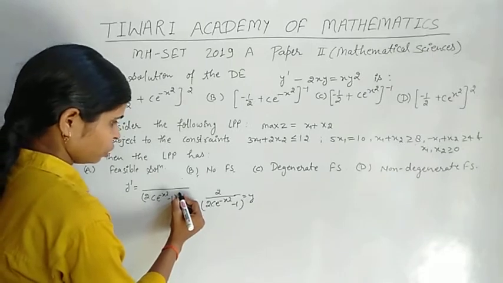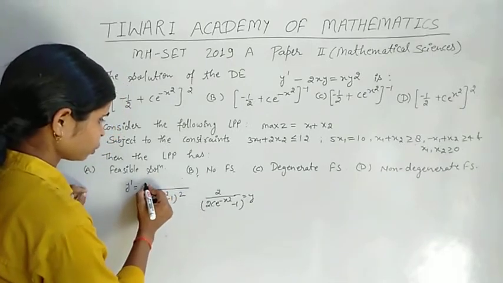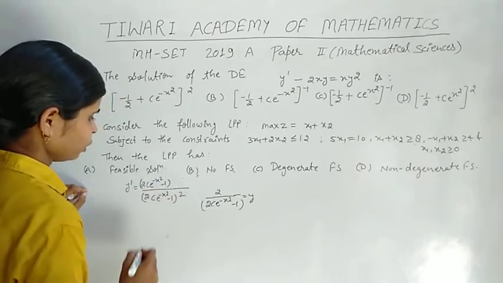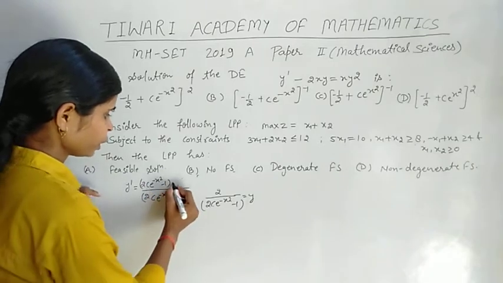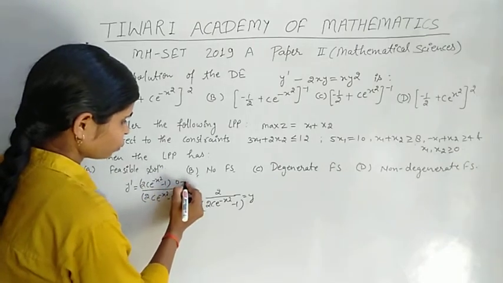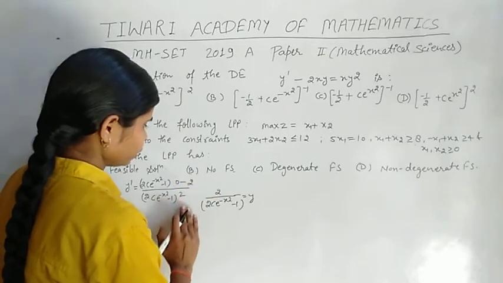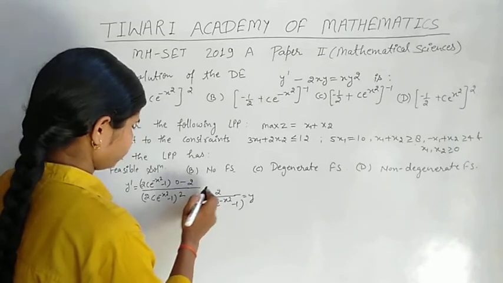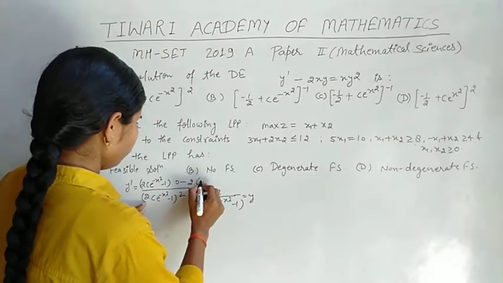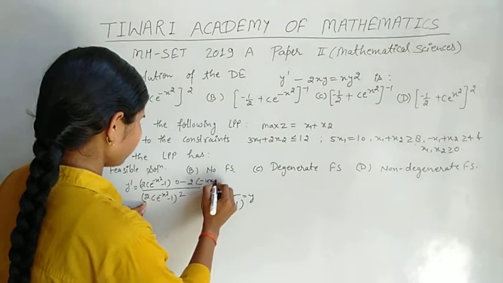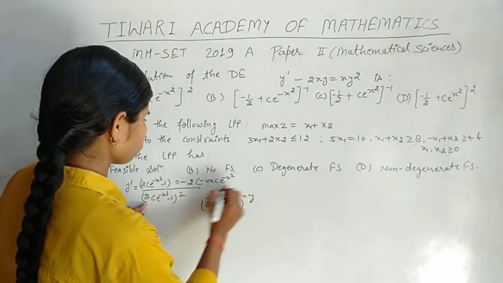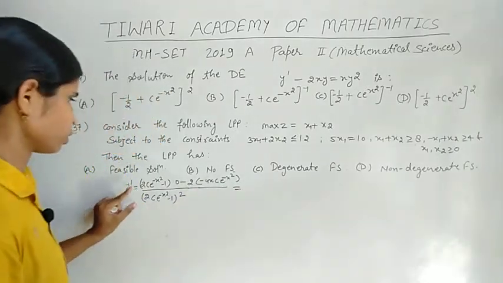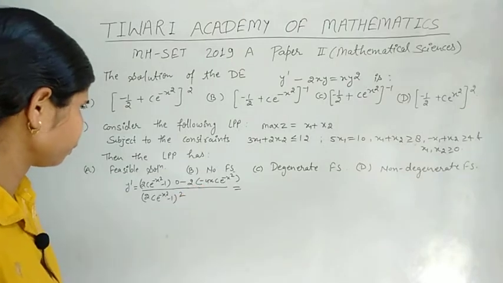Formula we use square as it is. 2c e raised to power minus x square minus 1 numerator, differentiation into 0 minus 2 numerator as it is, differentiation with respect to x of denominator, minus 4x c e raised to power minus x square. Okay, finally solve this.